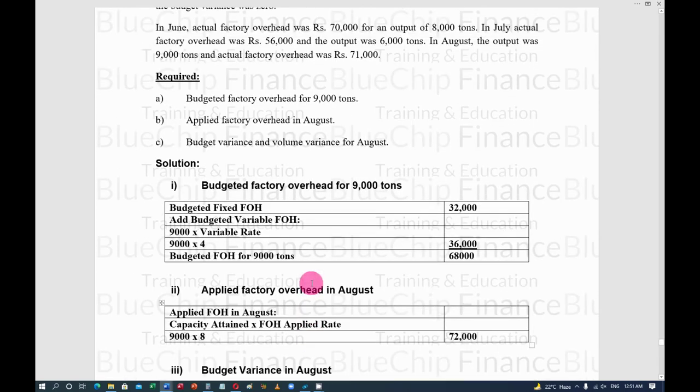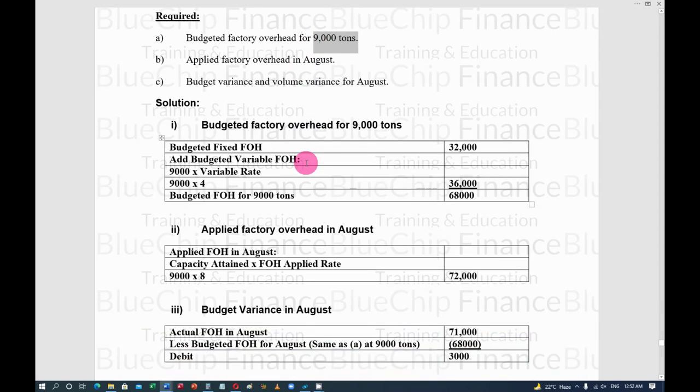So first of all, budgeted factory overhead for 9,000 tons. Budgeted total factory overhead is always equal to fixed FOH plus variable FOH.